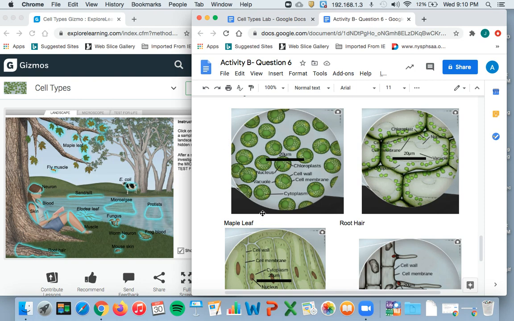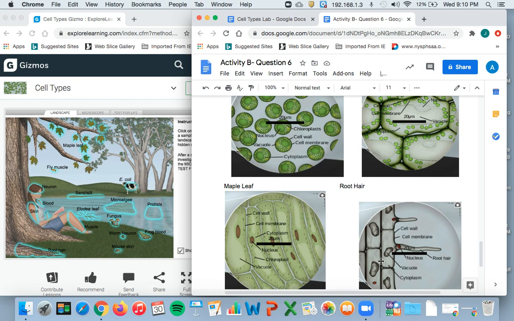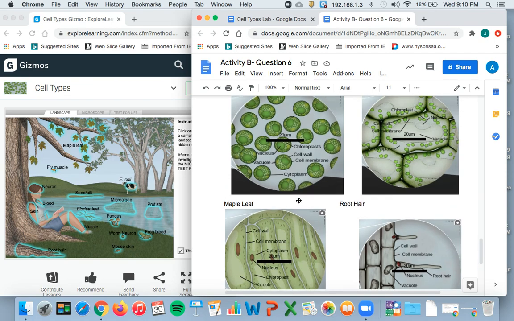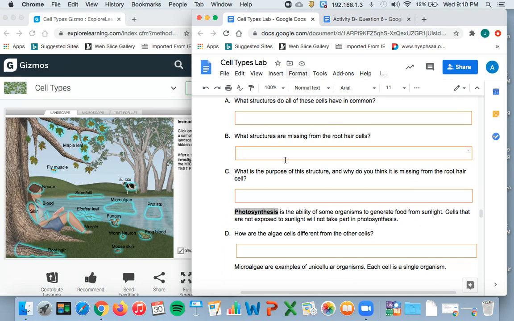Okay, so now let's look at the structure of the microalgae. How are these cells structured differently than the Elodea? Elodea, which is multicellular, the root hair, which is multicellular, and the maple leaf. What's a major difference you see in those cells? All right, pause the video again and let's type in our answer.